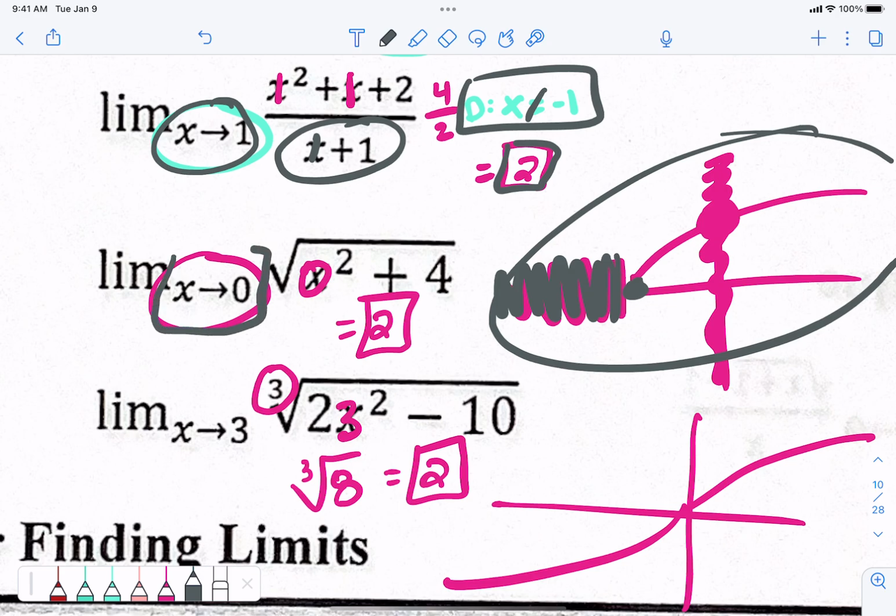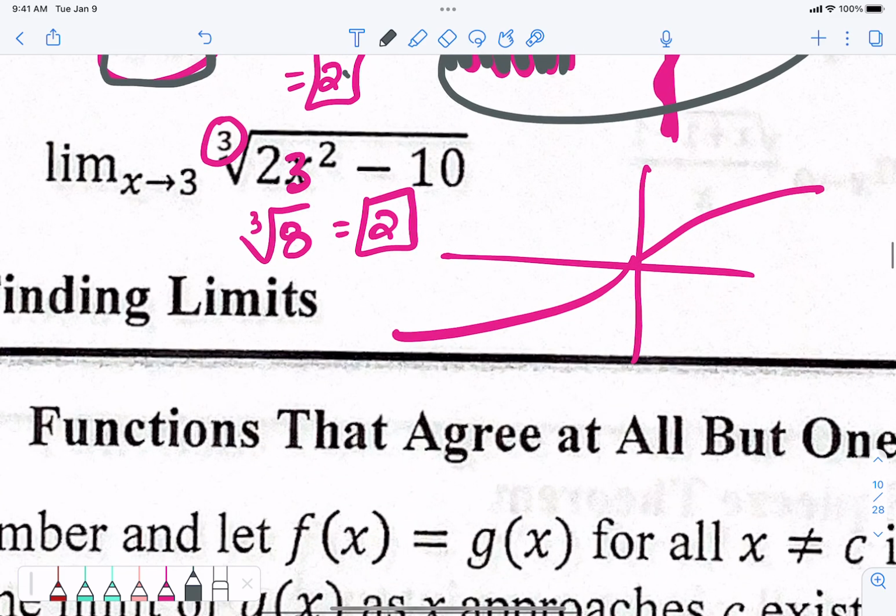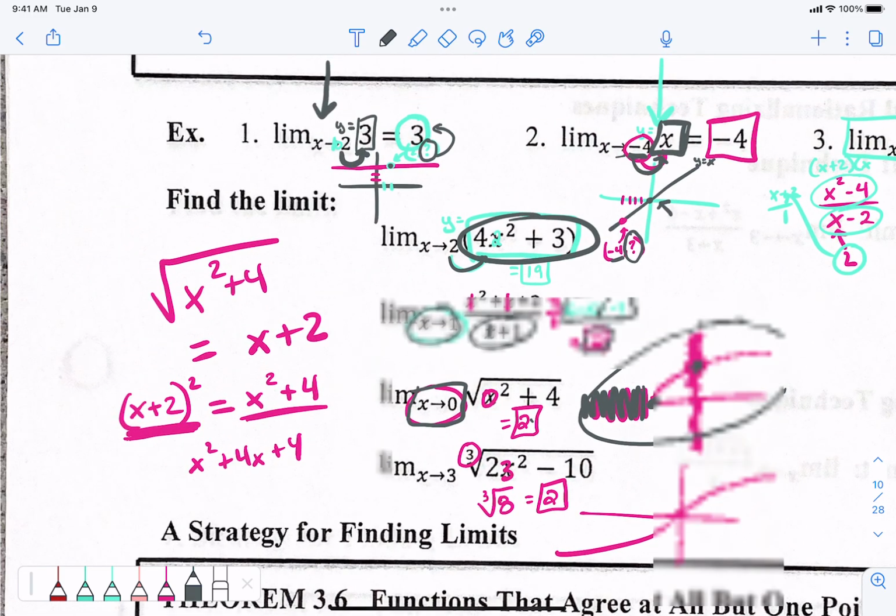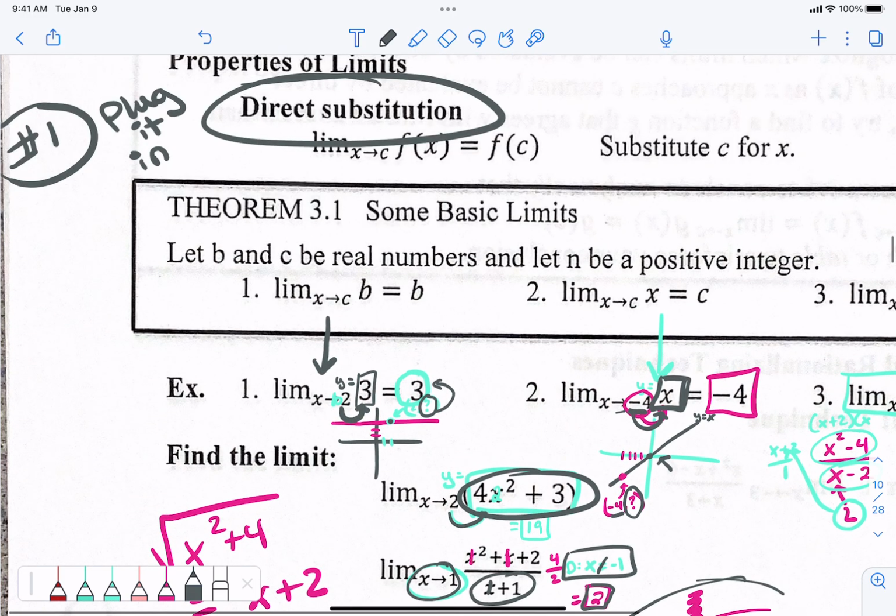But I'm trying to evaluate at 0, which is here, and if I plug it in, I find that the y coordinate is 2. Okay, this one is another, oh no, this is a cubic root. So it does go left and right in every direction, no holes, no vase, nothing. If you plug the number in, you get the cubic root of 8, or 2. Okay, so always try to plug it in. That's your first strategy. Strategy number 1, plug it in. Always try to do that.